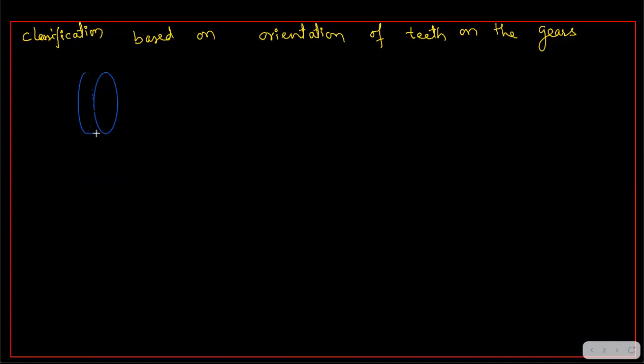Yes. So this is your gear, and how are the teeth oriented? Based on that also you have classification done. Okay. So if you check, let's say that this is your shaft of the gear.